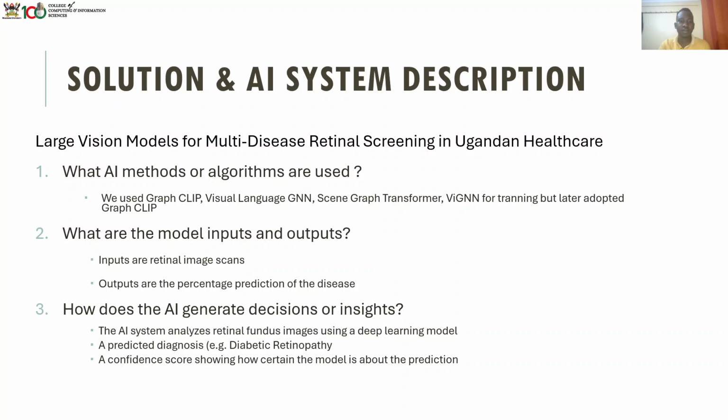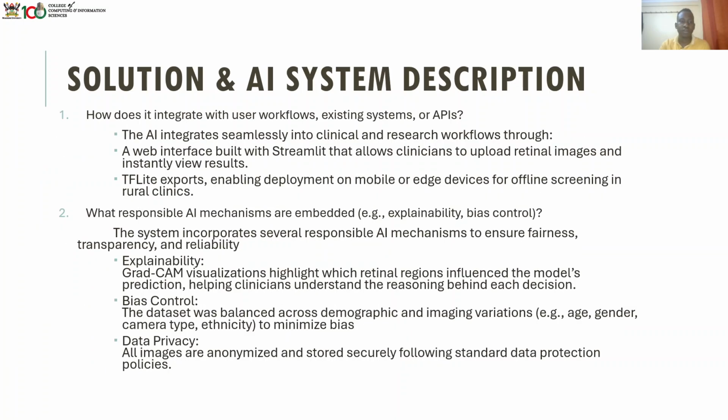How does the AI generate its decisions? It analyzes the retinal fundus image with a deep learning model, then predicts the diagnosis, for example diabetic retinopathy, with a confidence level score that shows how certain the model is about the prediction. So how does it integrate in the user workflow? AI integrates seamlessly into clinical research, then TF Lite exports enable deployment on mobile edge devices.